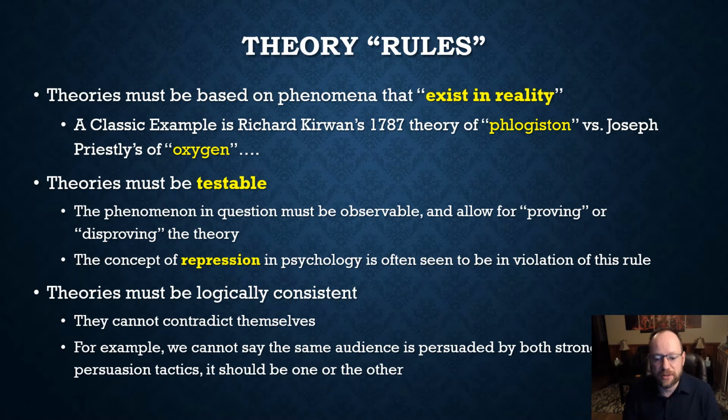Theories also need to be logically consistent. They need to match up with other theories that are measuring similar phenomena, but they also need to be consistent within themselves. So we cannot have, for example, let's say there's a media theory, a theory about media that says that the persuasive tactics of a particular media are very important. And we can't say within that theory that strong tactics work very well and weak tactics work very well. It has to be one or the other, right? We can't be logically inconsistent within our own theory. It all has to line up and be consistent.